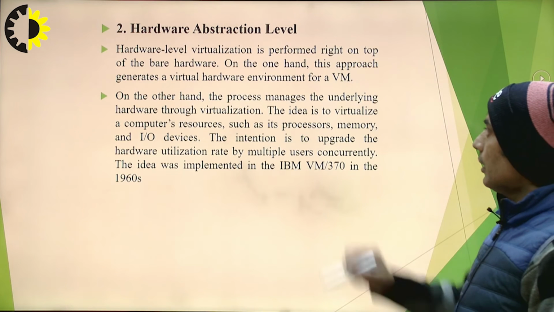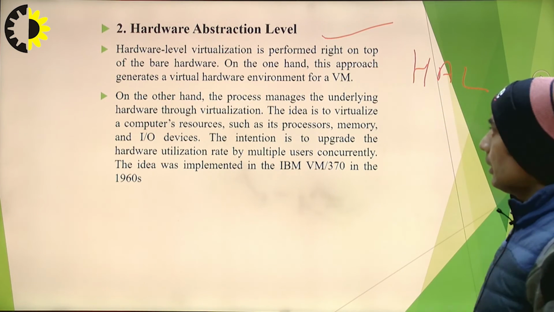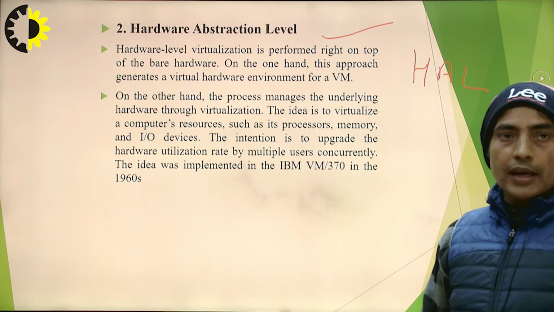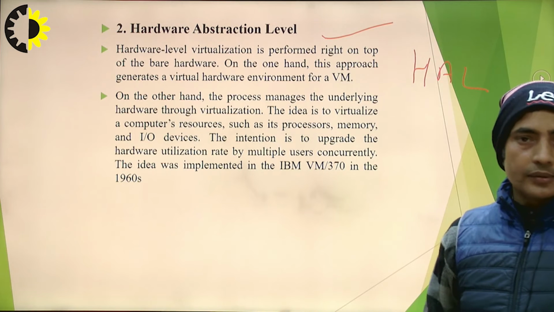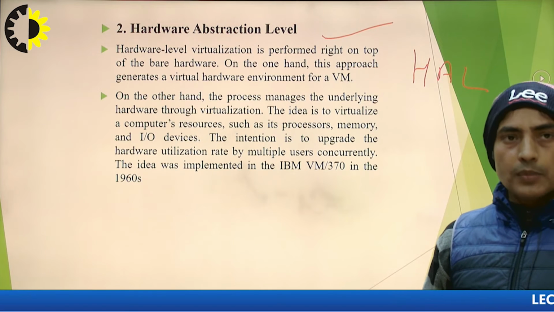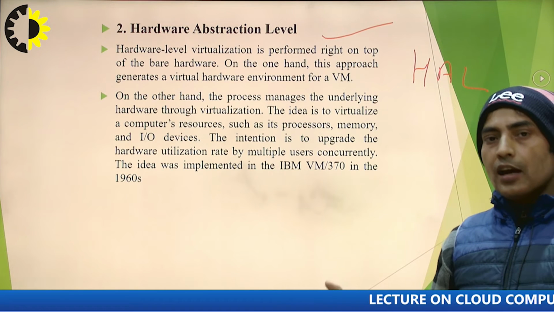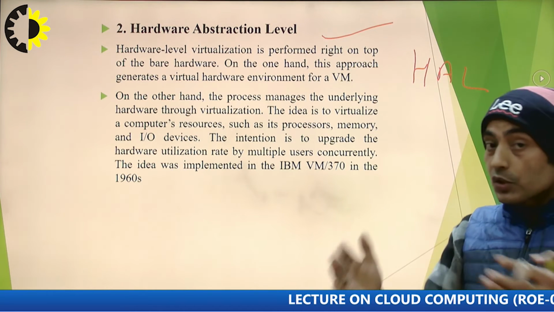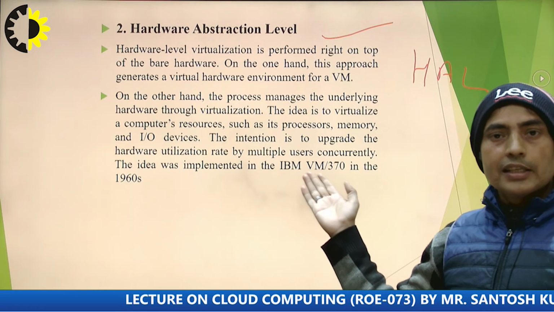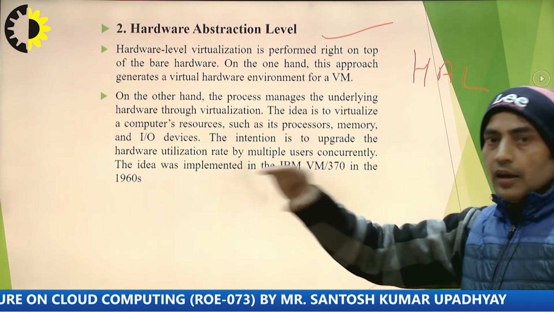The other level is the hardware abstraction level, also known as the HAL level. At this level, virtualization is performed right on top of the bare hardware. This approach generates a virtual hardware environment for the virtual machine, meaning the hardware resources are virtualized. This is the approach used by the VMM, the virtual machine monitor, by using the hypervisor on top of the bare hardware.